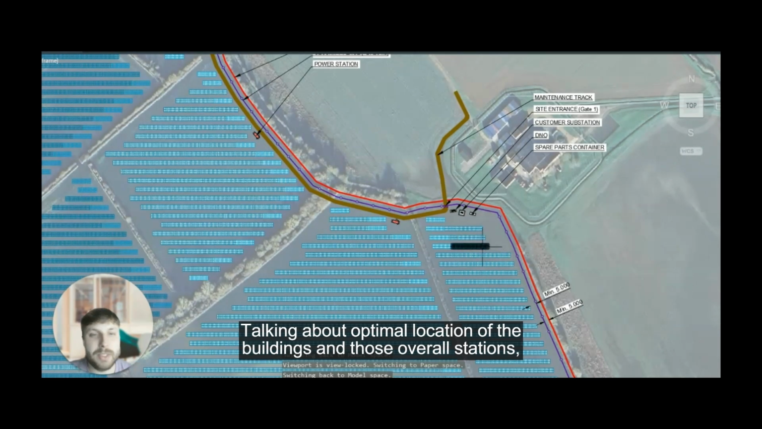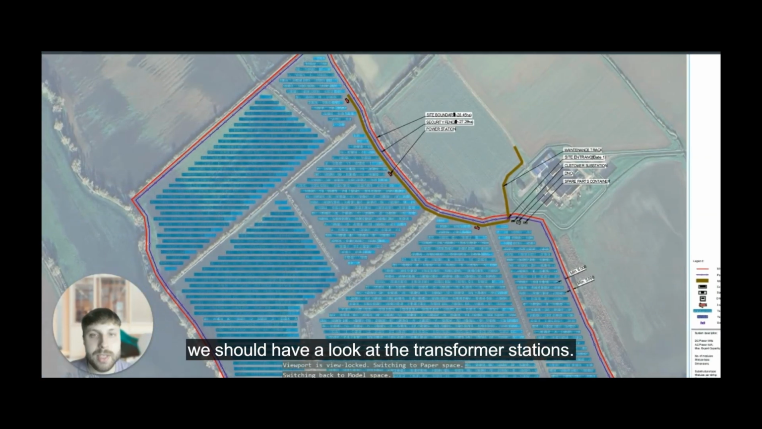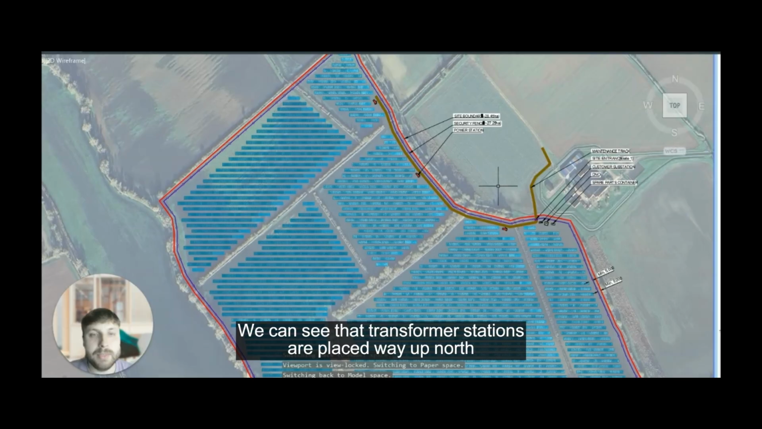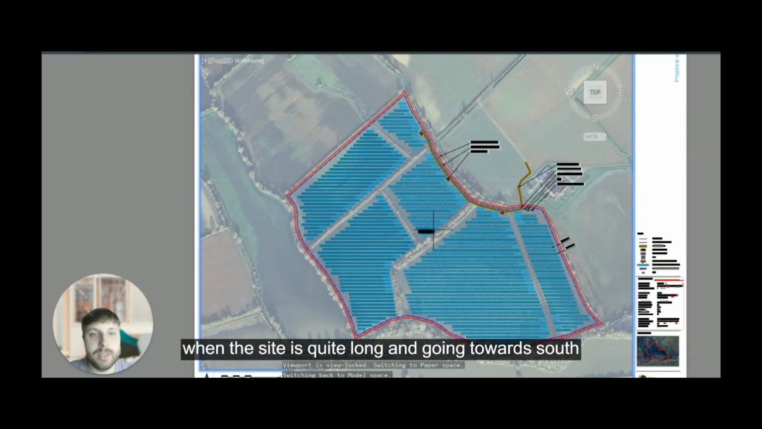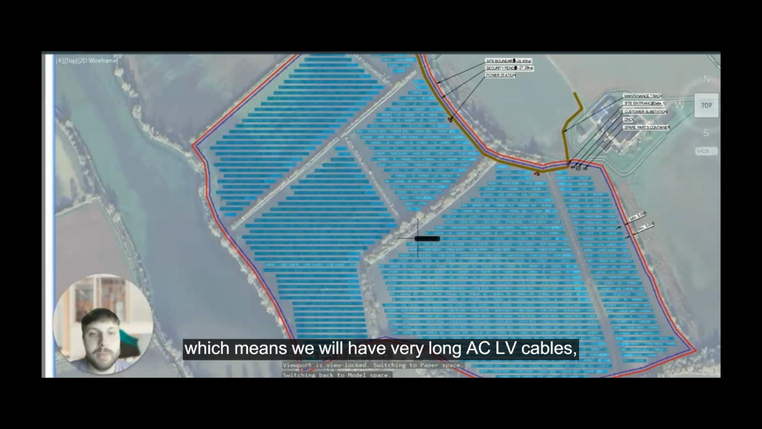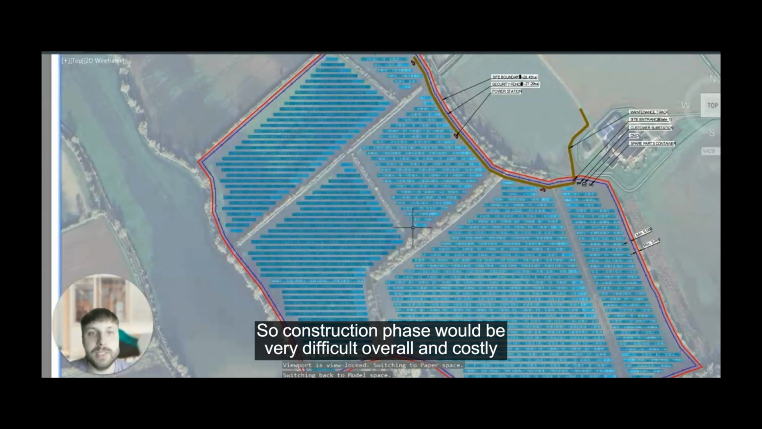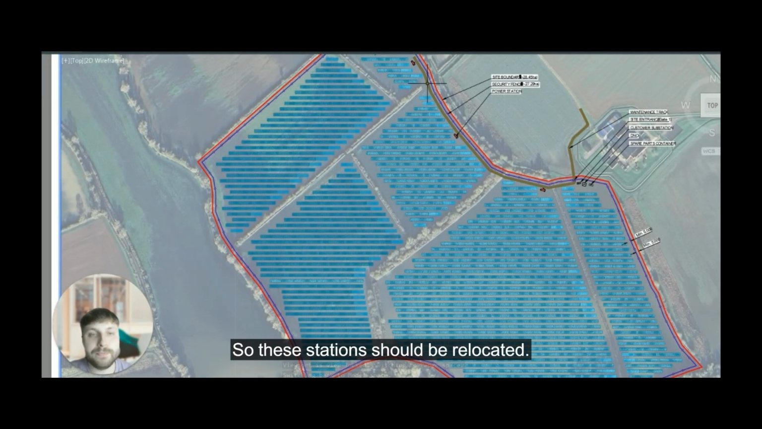Talking about the optimal location of the buildings and those overall stations, we should have a look at the transformer stations. We can see that the transformer stations are placed way up north when the site is quite long and going towards the south. That's a huge issue because the transformer location is not optimized, which means we will have very long AC LV cables, which leads to high losses, as well as difficult trenching. So the construction phase would be very difficult overall and costly. So these stations should be relocated.